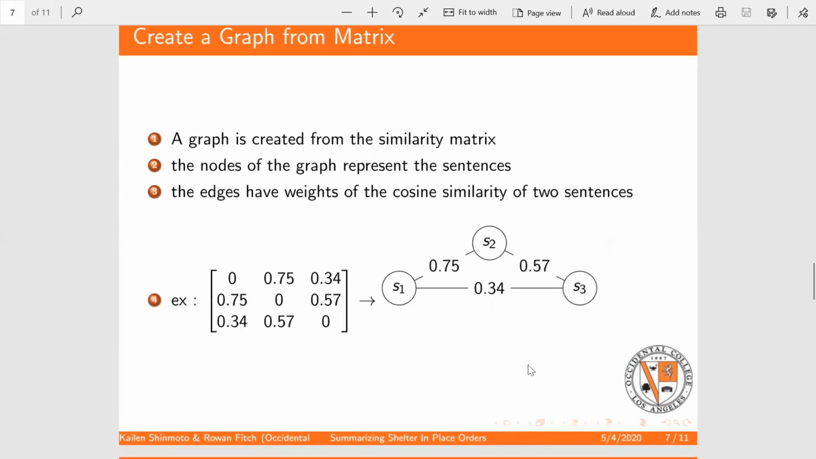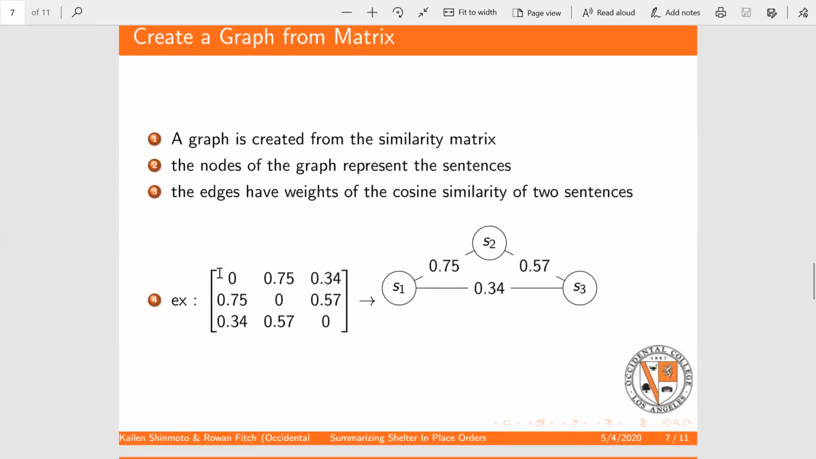So after we created those matrices, we actually converted them into a graph. The way it works is the nodes of the graph represent the sentences, and two sentences share an edge if they have an entry in the matrix, and the weight of that edge is equal to the entry in the matrix.